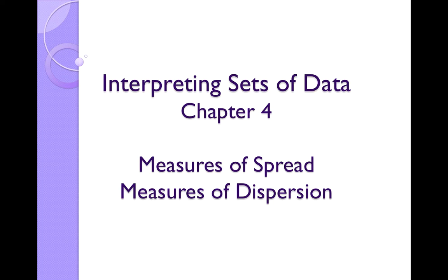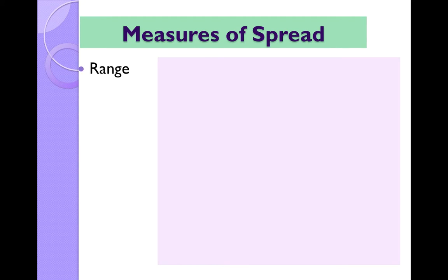We continue looking at Chapter 4 by looking at measures of spread, also known as measures of dispersion. We're going to look at range, interquartile range, and standard deviation. And we only look at population standard deviation.